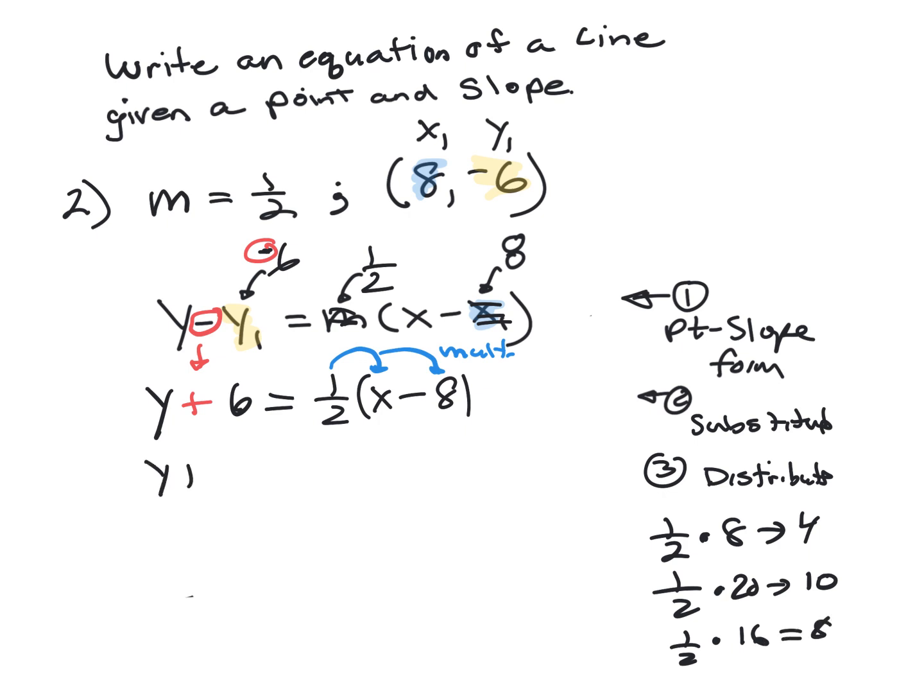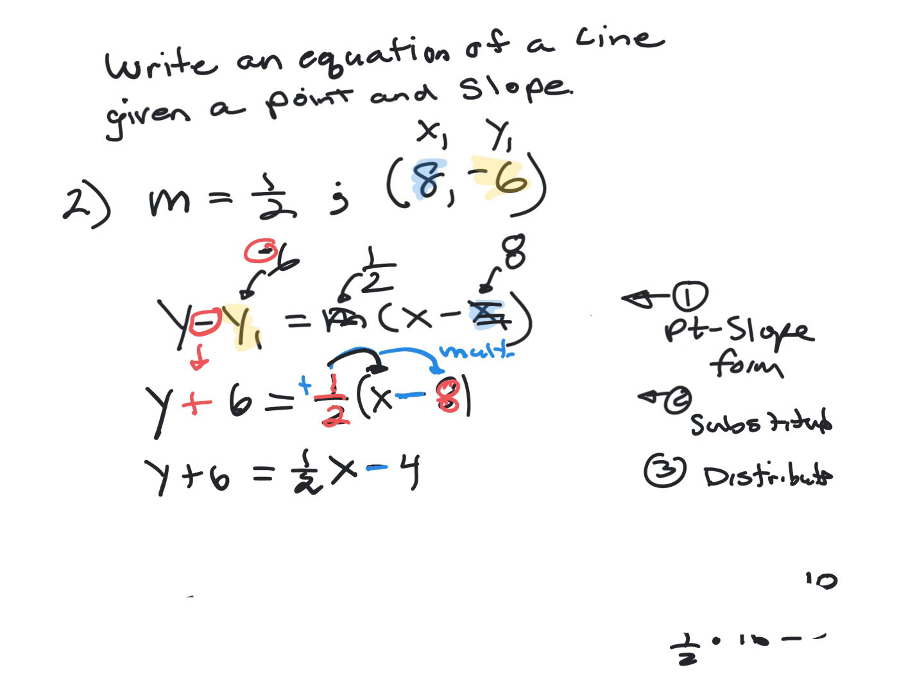So we've got y plus 6 equals 1/2 times x is just 1/2 x. And then a positive times a negative is a negative. So remember, a positive times a negative is a negative. And then what is 1/2 times 8? So that just means we're dividing 8 by 2. So that gives us 4. So after we distribute, then we solve. The last step is after you distribute, then we solve for y.